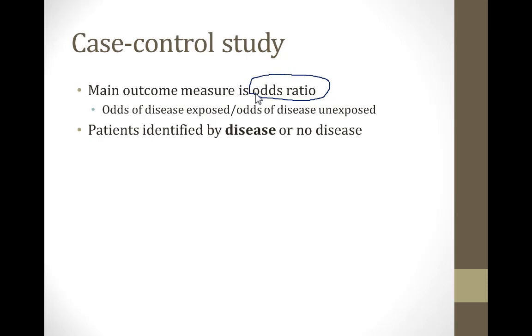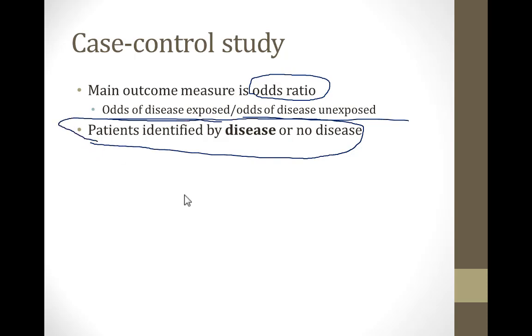You can't calculate a risk ratio from a case control study like you do for cohort studies because the results are not reliable, and I talk about that in much more detail in another module on quantifying risk. But an odds ratio represents the odds of disease in the exposed patients compared to the odds of disease in the unexposed. And a key point to remember here is that case control studies identify patients by disease or no disease. This makes them very different from cohort studies.